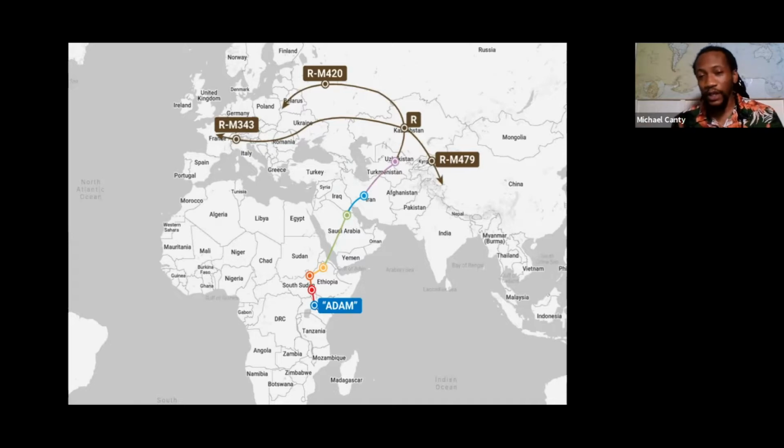So this is what my Family Tree DNA gives you. This is one of their graphs. I like the presentation. It's pretty clean and easy to read.